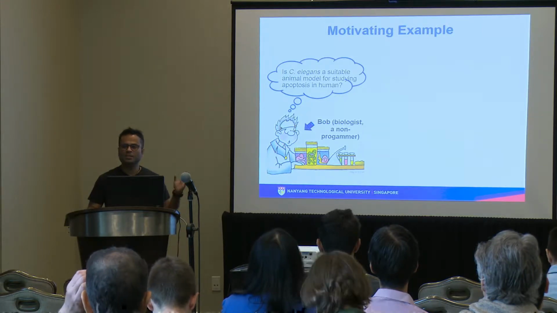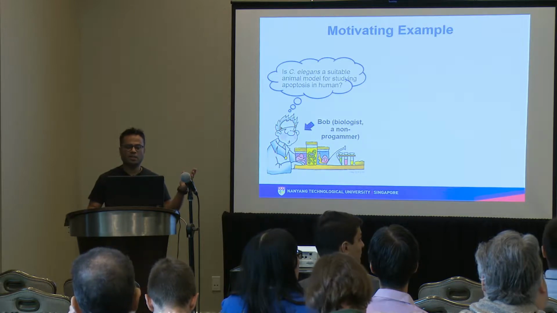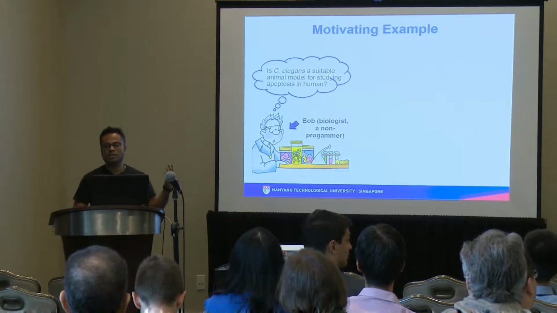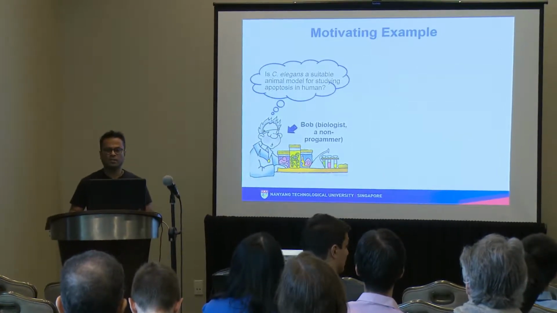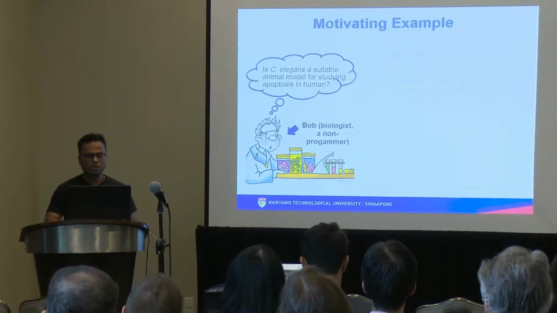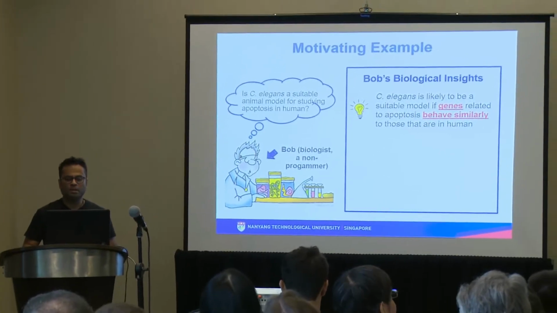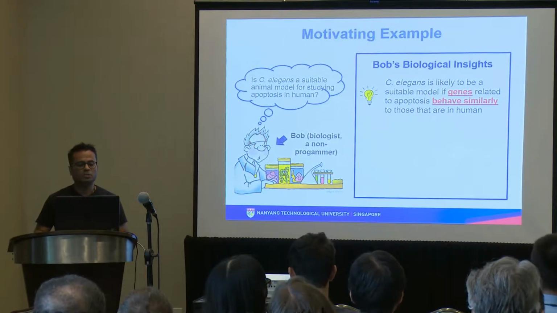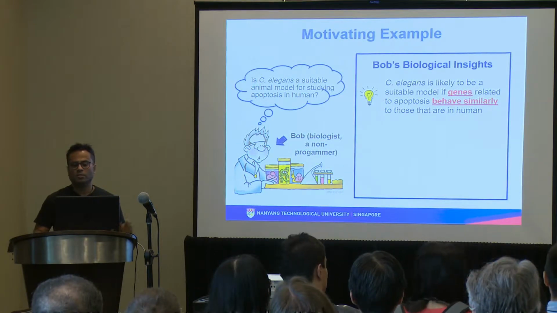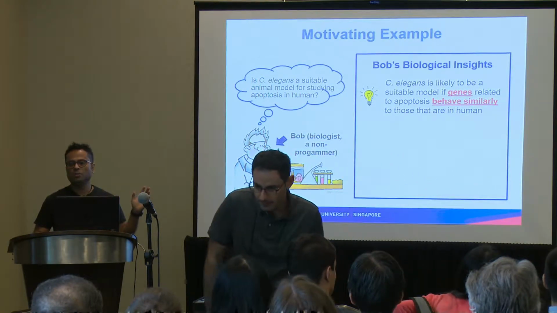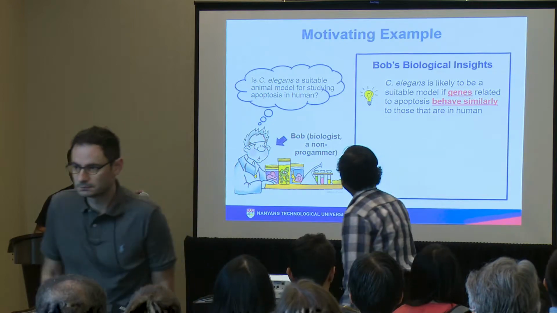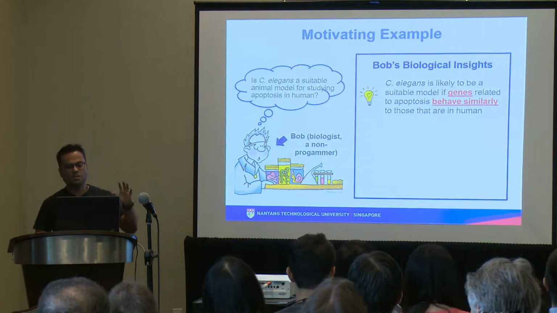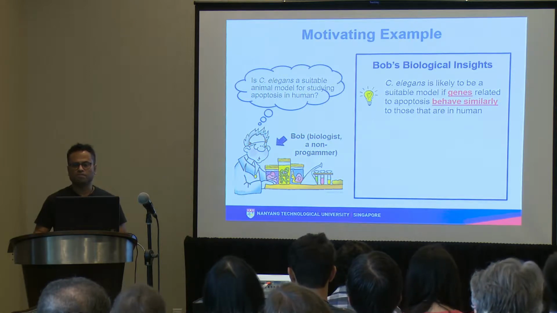This is a typical question a biologist or a drug developer can ask, especially when they're looking for an animal model to test their drugs during preclinical and clinical trials. Bob, being a biologist, has knowledge about the fundamental issues related to this problem. C. elegans is going to be a suitable model if its genes related to apoptosis behave similarly to those in humans.